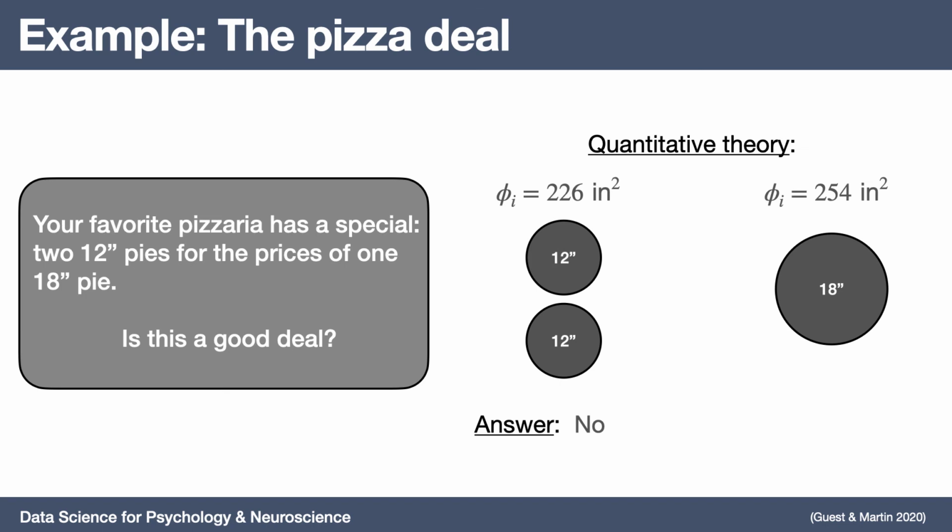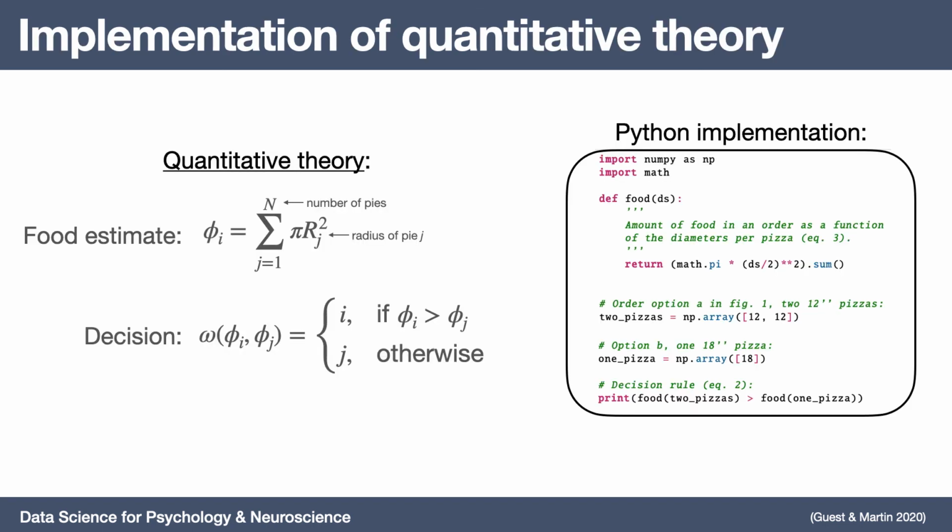Now this is just making the argument for quantitative theory. Guest and Martin go further and say the value of making this a computational theory is that you can easily implement this theory in a formal system like Python or R. So they present a Python example where you can take this formal quantitative theory and put it into a very simple set of Python. This is 5 lines of Python code, 6 lines of Python code. And now you have a way of sharing this theory with other people.